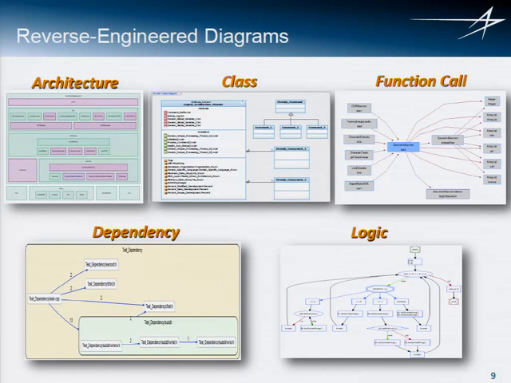And the function call diagram, which shows us, for a particular function, who called that function and who it actually called. The dependency diagram helps us look at a particular file, who called that file and what it also used. And then the logic diagram, which shows us the flow of particular functions. Being able to visually look at the code makes it much more efficient for us to understand what is inside that software.